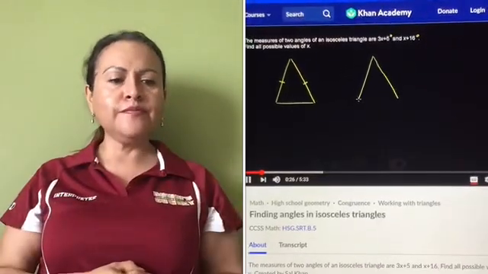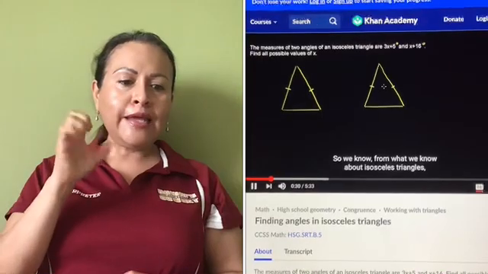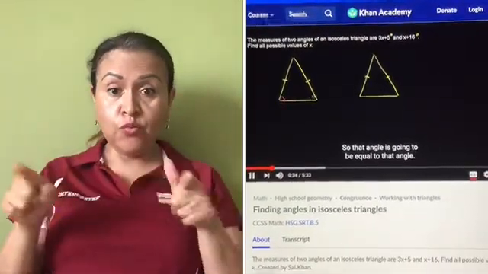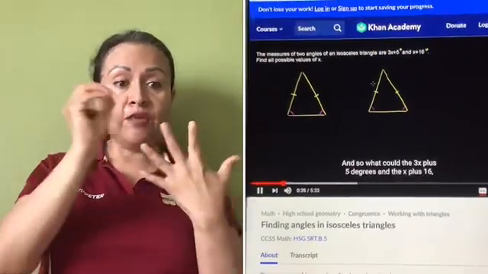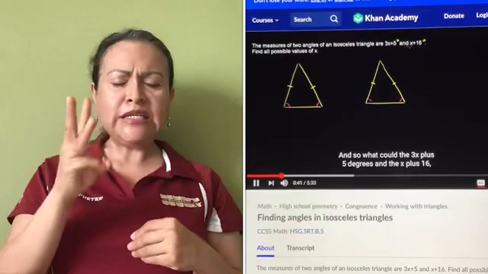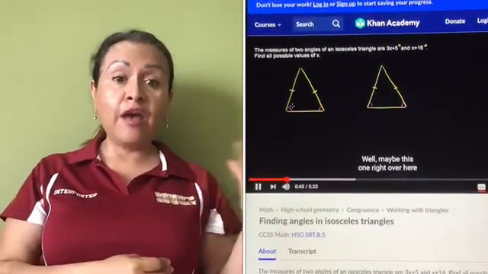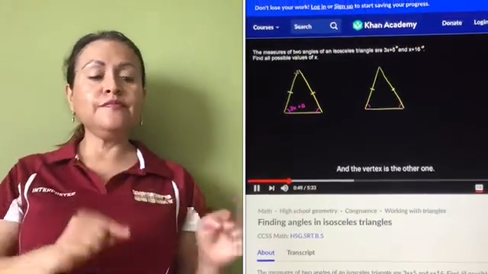So we know from what we know about isosceles triangles that the base angles are going to be congruent. So that angle is going to be equal to that angle. And so what could the 3x plus 5 degrees and the x plus 16 be measures of? Well, maybe this one right over here has a measure of 3x plus 5 degrees, and the vertex is the other one. So maybe this one up here is the x plus 16 degrees.